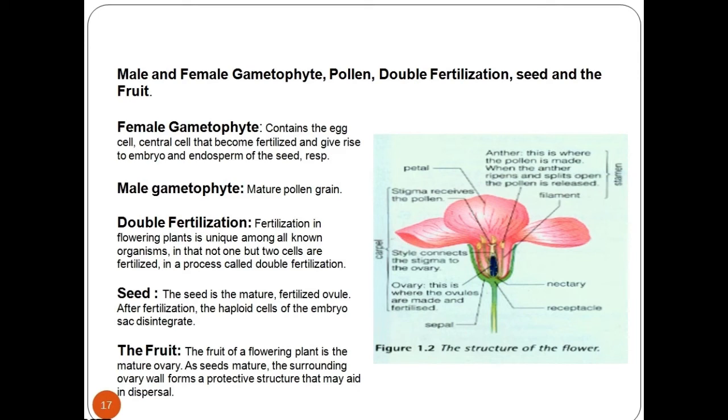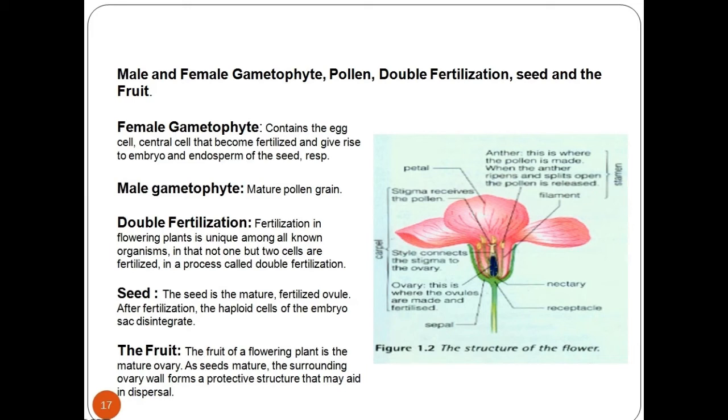3 of the 4 megaspores degenerate and disappear, while the fourth divides mitotically 3 times to produce 8 haploid cells. These cells together constitute the female gametophyte called the embryo sac. The 8 embryo sac cells differentiate into 2 synergids, 3 antipodal cells, 2 fused endosperm nuclei, and an egg cell.